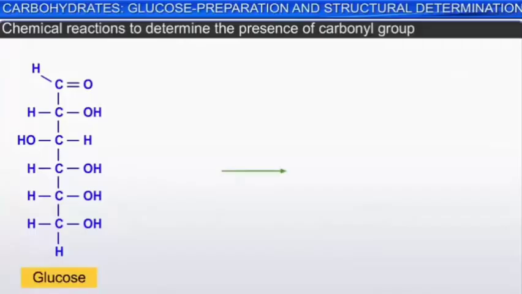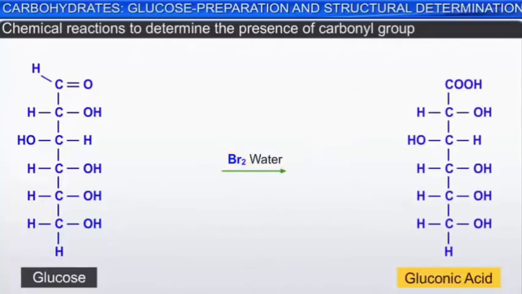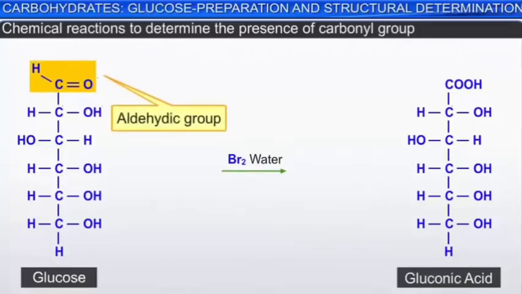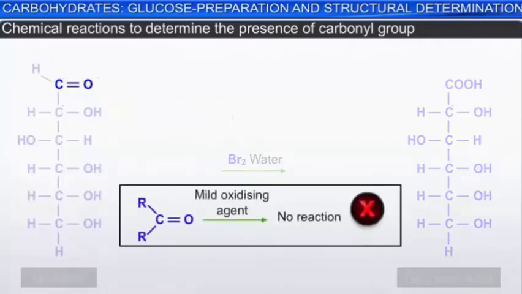When glucose reacts with bromine water, a mild oxidizing agent, it forms gluconic acid, which has the same number of carbon atoms as shown here. This is only possible if glucose contains a carbonyl group at the terminal position. That is, if the carbonyl group is an aldehydic group. Further, as the keto group doesn't respond to mild oxidizing agents, we can confirm that the carbonyl group is an aldehydic group.